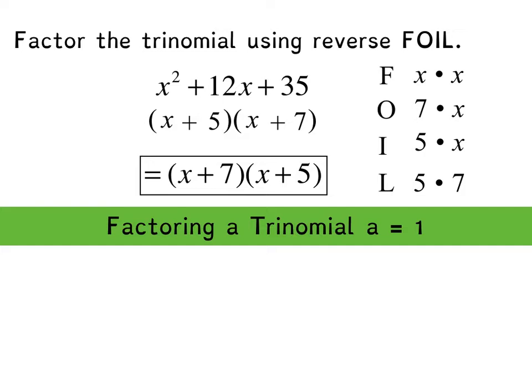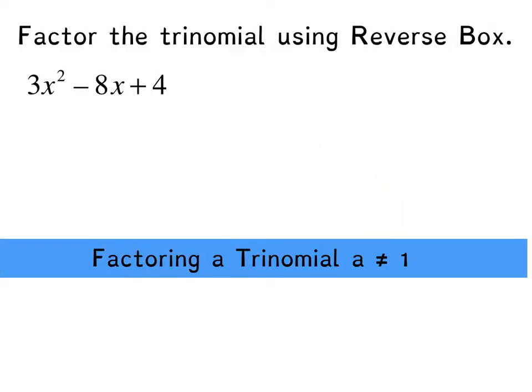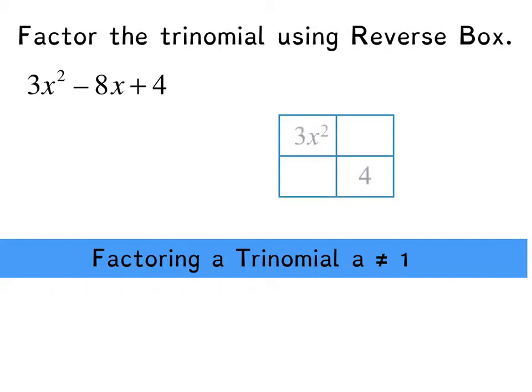Now we'll factor a trinomial where the leading coefficient is not equal to 1. We have talked about using the reverse box strategy for this, and we set up the box so that the top left term is our quadratic term, and the bottom right is our constant. We multiply those together and we get 12x squared, and we remember that the terms along the other diagonal that are missing will also multiply together to equal 12x squared.